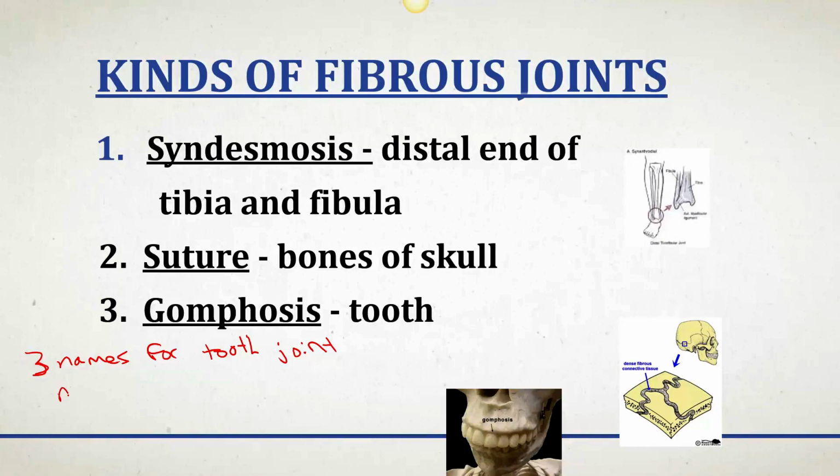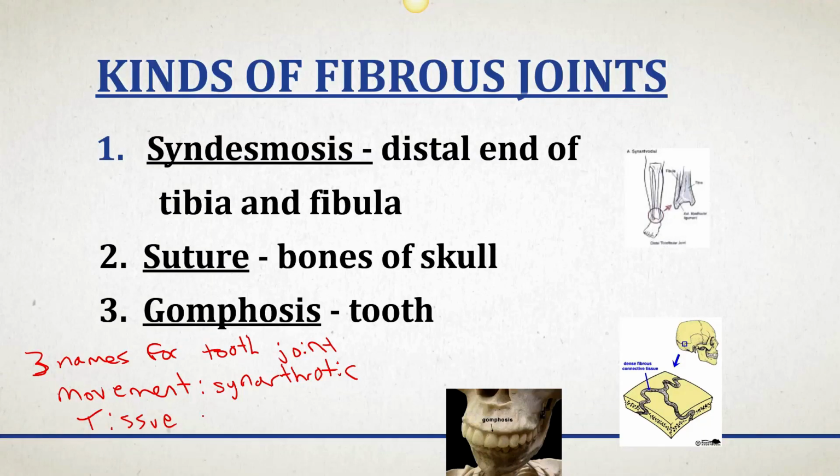The movement. Can you wiggle your teeth? No. So, synarthrotic. The tissue is fibrous, and the specific type is gomphosis.